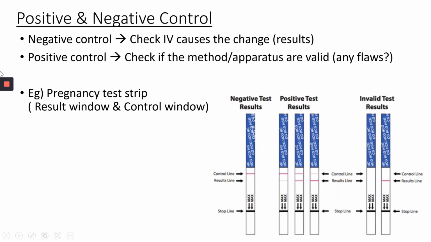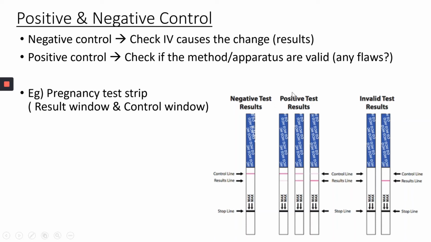Are they valid? A very good example is the pregnancy test strip. It's not that you should be using a pregnancy test strip for your EE, it's just an example to illustrate the idea of positive and negative control. This is what happens: the strip is dipped into the urine of the test subject, and that's why there's a stop line here. If it's negative, meaning non-pregnant, you will still see a line on the control line to show that the experiment is working.